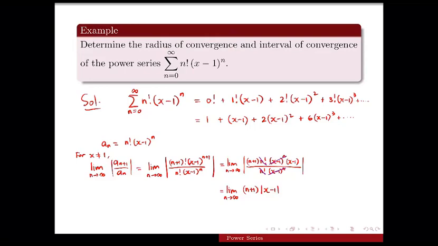Now notice, whatever your x is, this is just a constant. We are taking the limit as n approaches plus infinity. So this is just the absolute value of x minus 1 times the limit of n plus 1 as n approaches plus infinity. And this limit here is just plus infinity. Okay? So what does this mean? Whatever your x is, except for x equals 1, the limit will always be plus infinity.